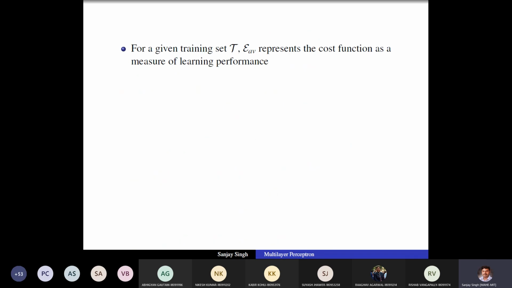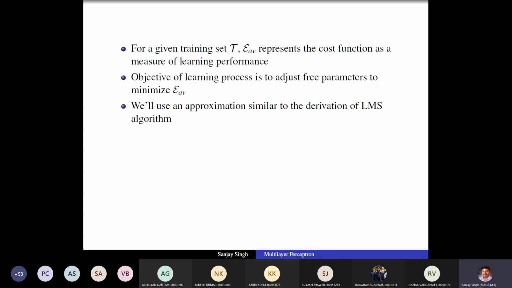Now we'll see this. For a given training set T, E average represents the cost function as a measure of learning performance. Some cost function you need to have in order to proceed further. Now the objective of the learning process is to adjust the free parameters to minimize this error energy, right? So we have to find that value of synaptic weights, the free parameters here, that will minimize this error energy. Theoretically, this value should be 0, meaning there should be no error, but this is far from reality. Something will still be there. So we want to find that value of W which will minimize this.